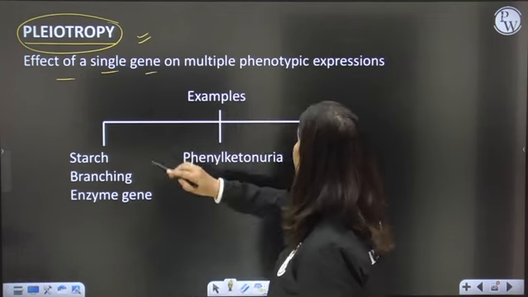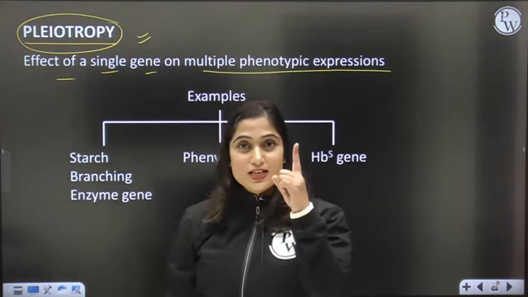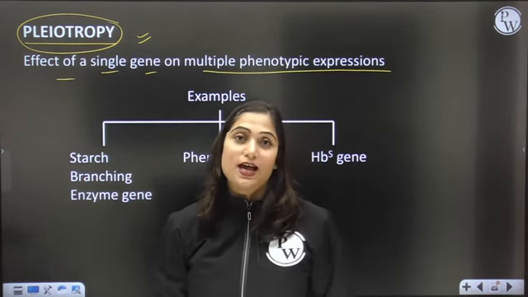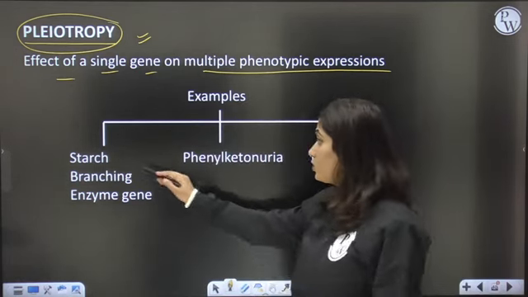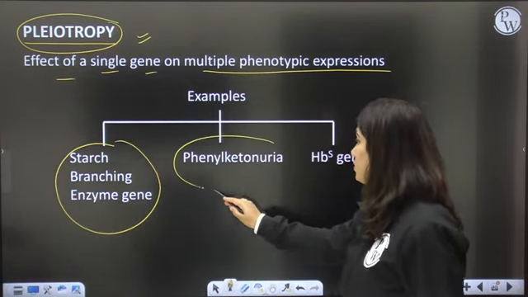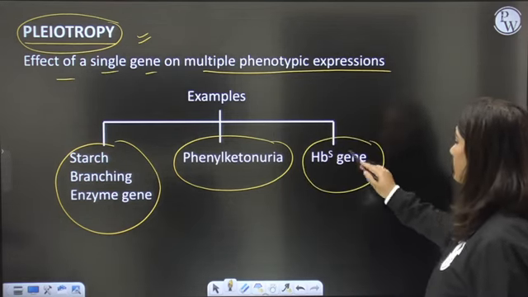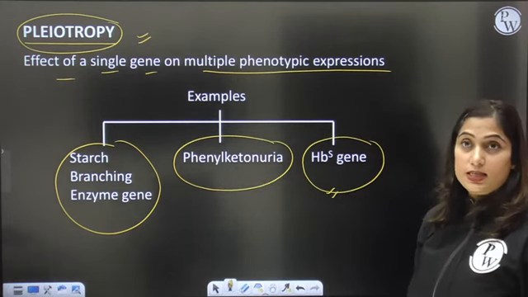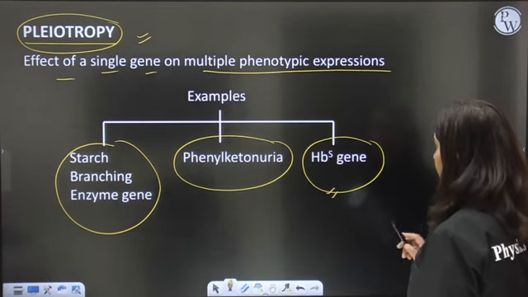Effect of a single gene on multiple phenotypic expressions. When a single gene is having effect on many phenotypic expressions, then that is pleiotropy. And the examples are the gene of starch branching enzyme, the mutated gene in the disease phenylketonuria, and the mutated gene which causes the disease sickle cell anemia. All these are pleiotropic genes. These are the examples of the pleiotropic genes. Let's discuss them in detail.